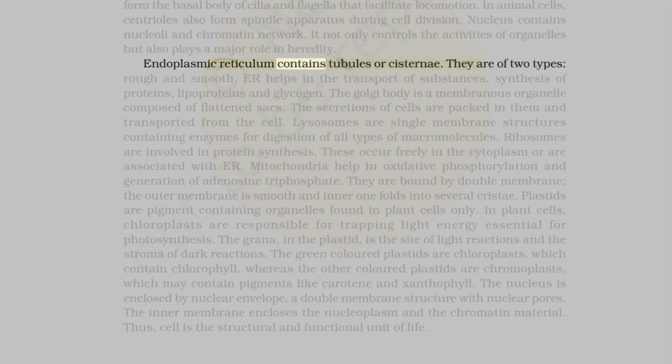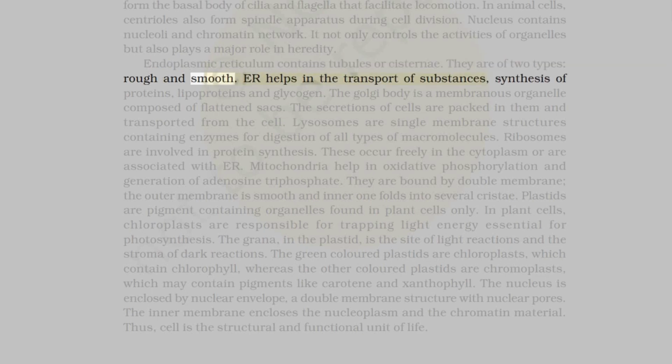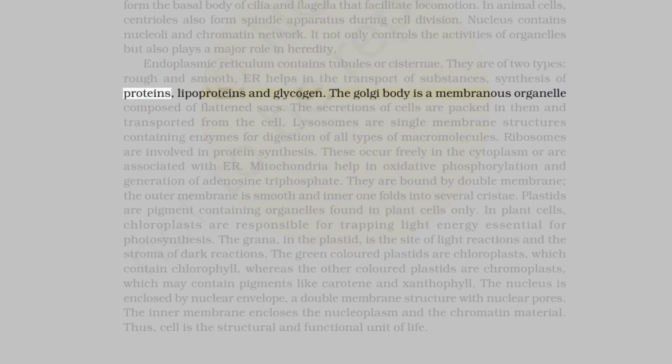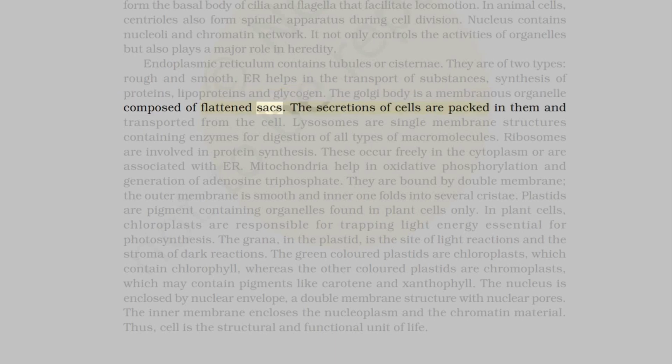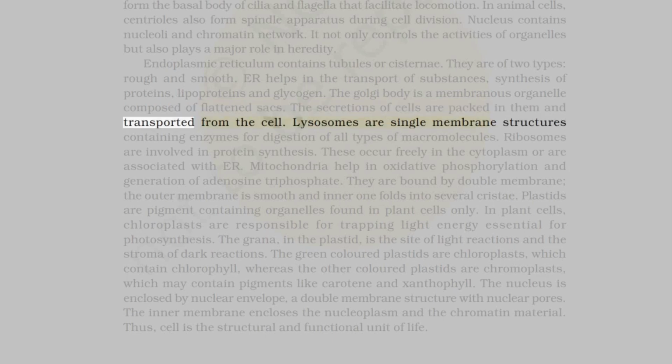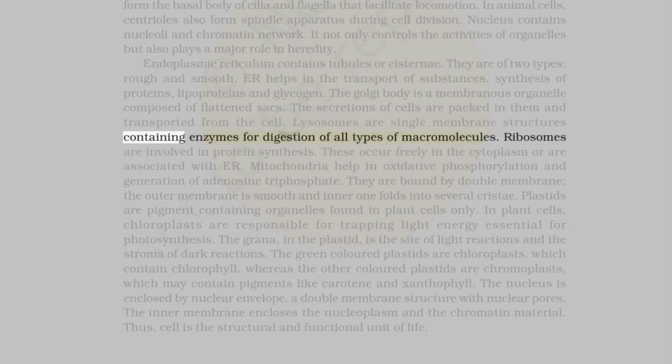Endoplasmic reticulum contains tubules or cisternae. They are of 2 types, rough and smooth. ER helps in the transport of substances, synthesis of proteins, lipoproteins and glycogen. The Golgi body is a membranous organelle composed of flattened sacs. The secretions of cells are packed in them and transported from the cell. Lysosomes are single membrane structures containing enzymes for digestion of all types of macromolecules.